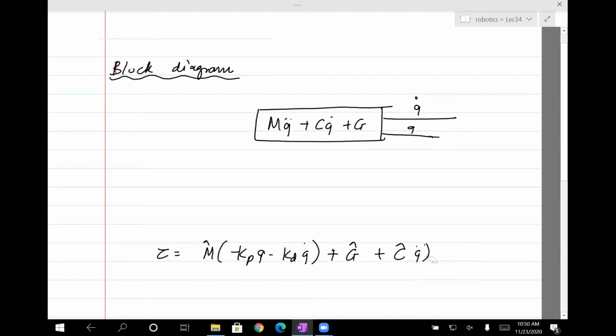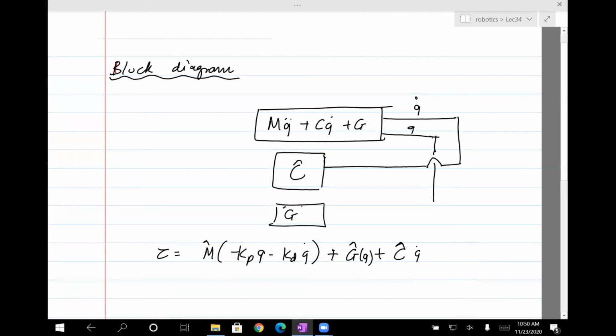Okay, so what I'll do is feed in the value for c, because c hat multiplies with q dot. Then the g is a part of q, which I did not write, so I'll put a g here, g hat. That value goes into a block like this.